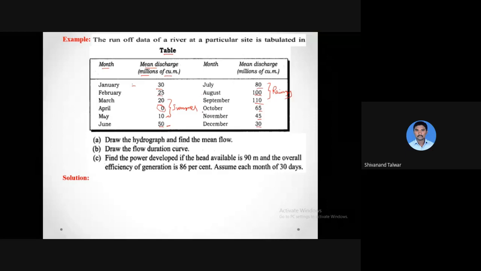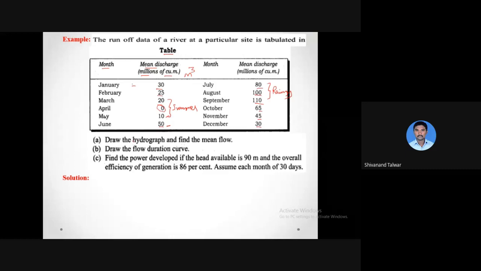So this is the data. The data is given month-wise, that is January to December, and the discharge is given in terms of millions of cubic meter. So 1 million means 10 lakhs.